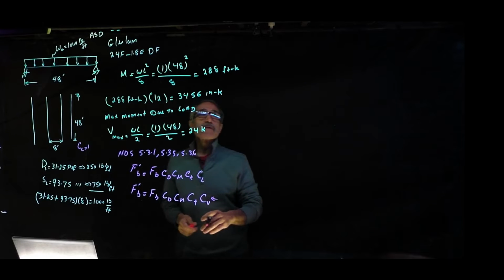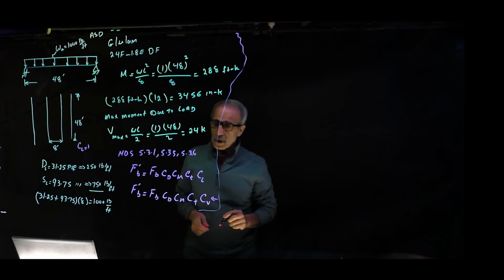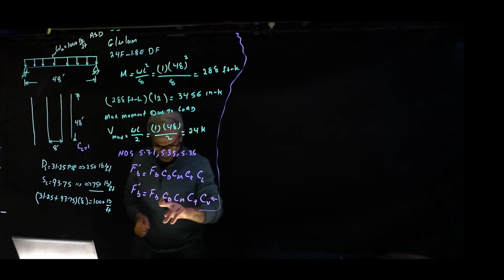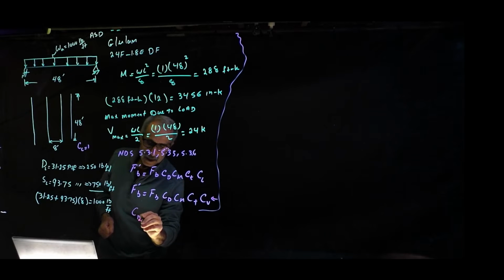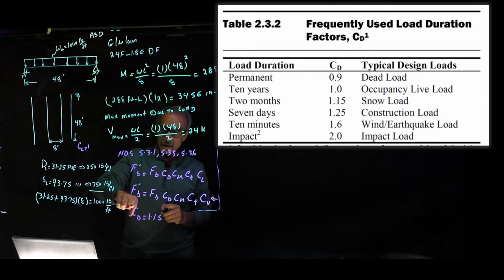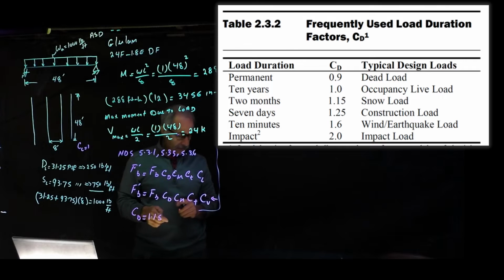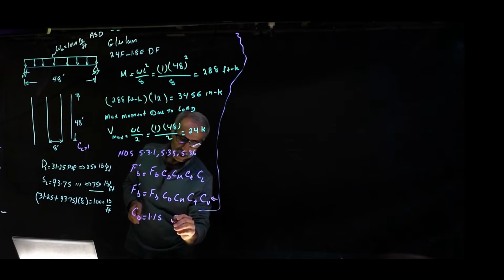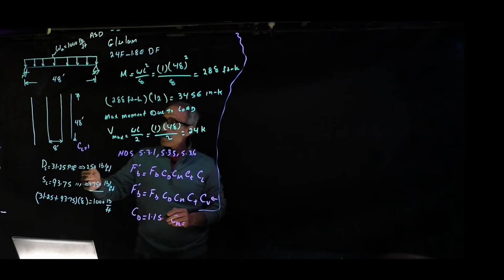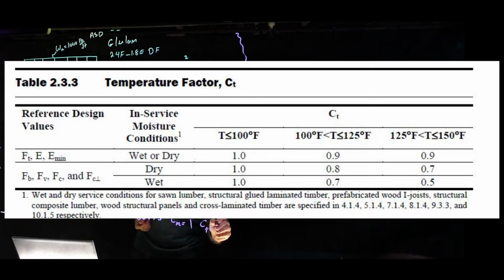But going back to the adjustment factors, let me separate this. CD is equal to 1.15 because we have a load combination between snow and dead load, so CD has to be 1.15. Pay attention to these in that section. I have them on a board right there, take a look at it. And then we have CM, the moisture content, which is good, so that's going to be equal to 1. And CT is also equal to 1 because it's in the inside condition, so no problem.